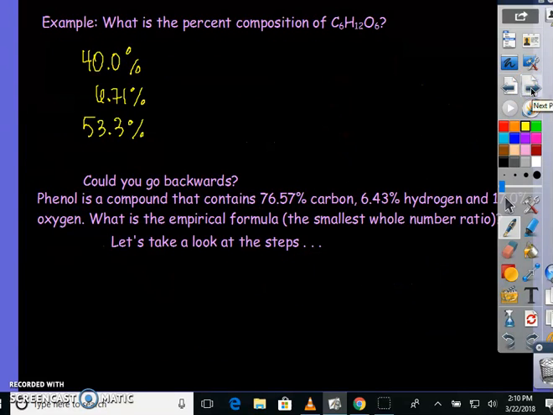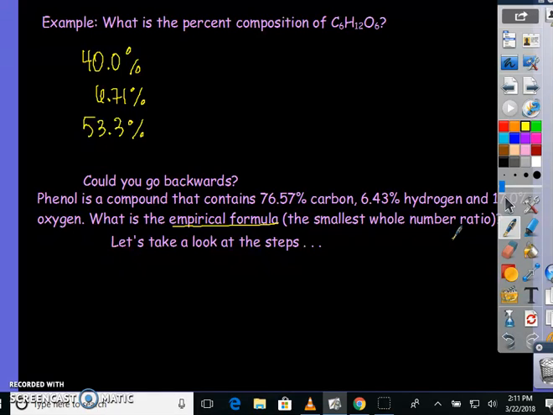Now, we're going to apply this to a situation where we're working backwards, and this is leading us up to something called an empirical formula, and that is just a smallest whole number ratio. But it's got to be whole numbers. This can't be fractions, because it's giving us an idea of what the subscripts are for a compound. So let's take a look at this example.